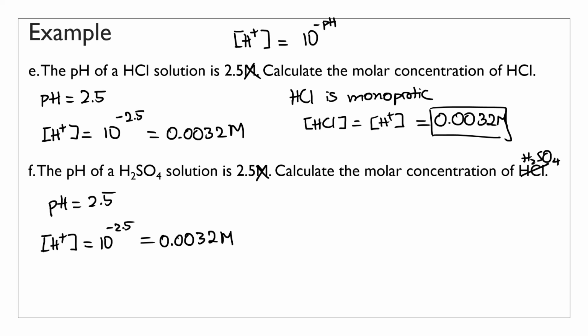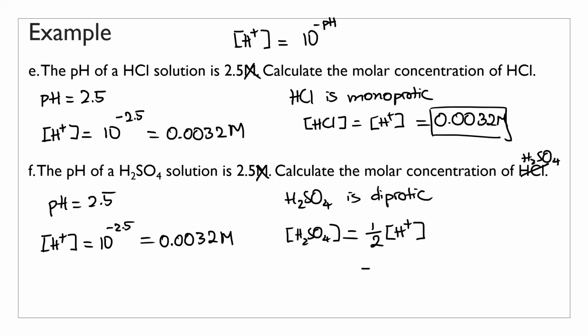However, the difference between this and the previous example is that this one is a diprotic acid. So with a diprotic acid, for every acid, you have 2 hydrogen ions available for donation. So the amount of H2SO4 is going to be half the amount of hydrogen ions. So in order to find the concentration of H2SO4, I need to divide this by 2. So you will get 0.0016 mole per liter. So that's how you can determine concentrations of the acid using pH.